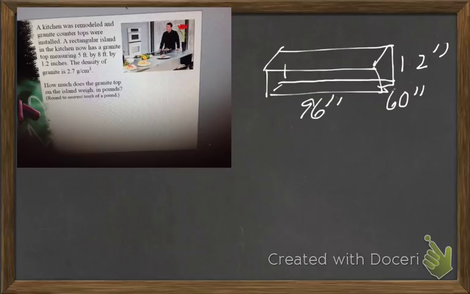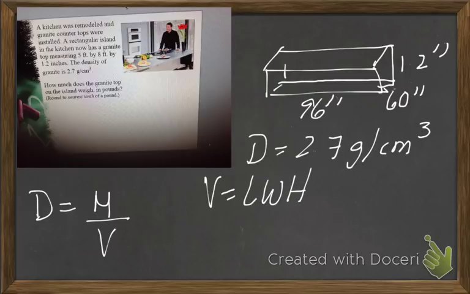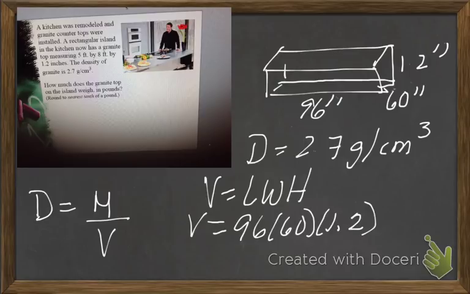The density is 2.7, so let's write this down. The density is 2.7 grams per centimeters cubed. Okay, so as soon as I see the word density, I'm going to think of my formula that density equals mass over volume. The volume part is going to be pretty easy because we know that the volume of this countertop, which is just a rectangular block, is just going to be length times width times height. So all we have to do is multiply 96 inches by 60 inches by 1.2 inches. Okay, that will give us our volume.